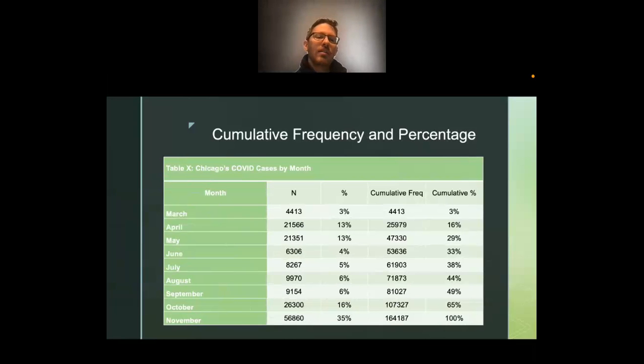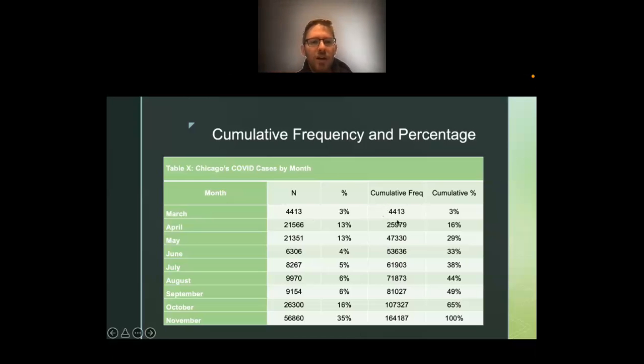Oftentimes in a frequency distribution, you'll see cumulative frequency and cumulative percent. That just means that as you list the different categories in a frequency distribution, instead of showing the single count for each one like you see in that first column, so March is 4413, April is 21566, you're listing the frequency of that category plus every single frequency before that.